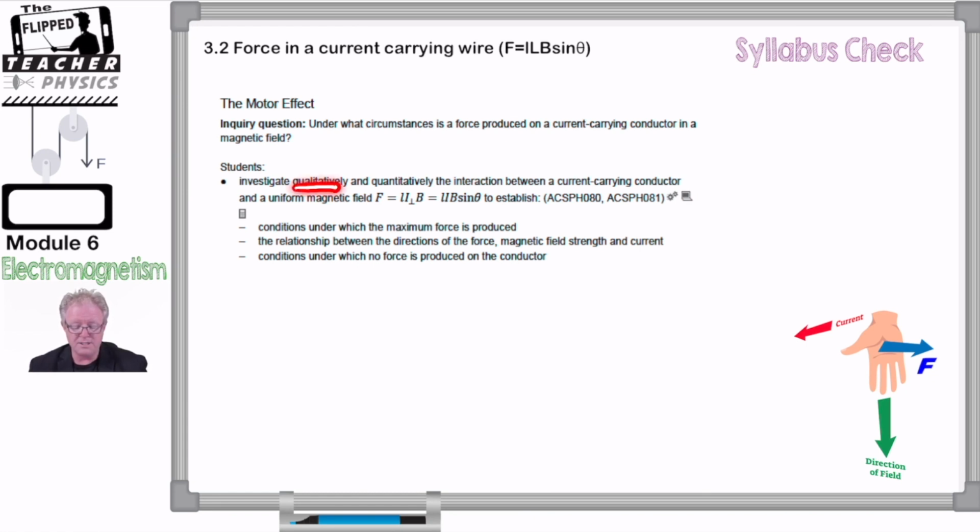So let's delve a little bit more into this one. Investigate qualitatively. So here we're going to be looking at just descriptions. It then says quantitatively, so we're going to be using numbers and formulae, etc. The interaction between a current carrying conductor, right? So that is a very important, and uniform magnetic field. And so there's our formula. Okay, and then we've got some conditions we're going to be looking at.